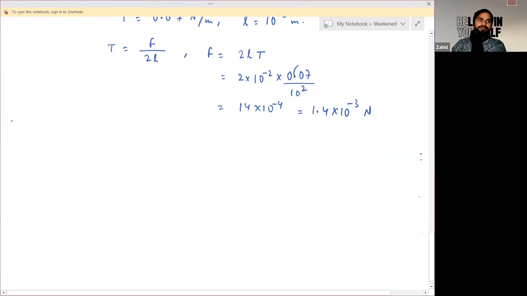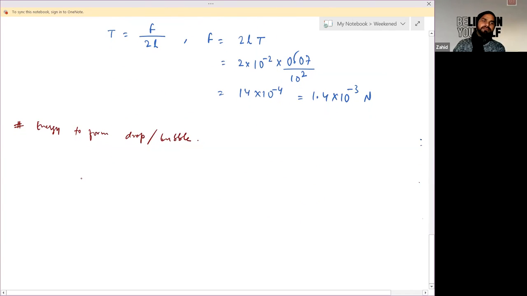Now the next topic is energy to form a drop or bubble. So work done equals force times displacement.